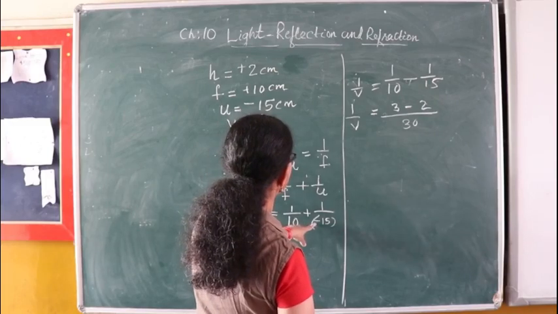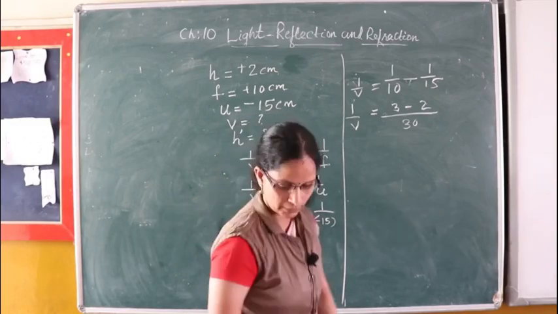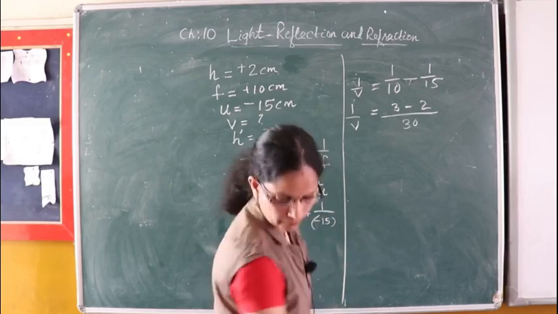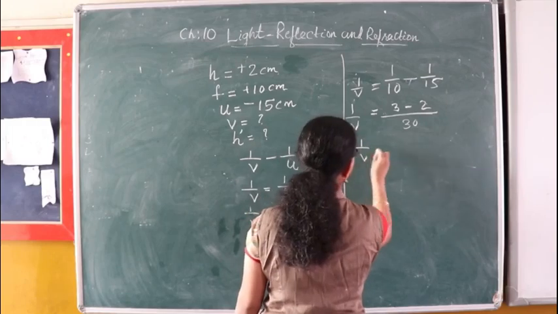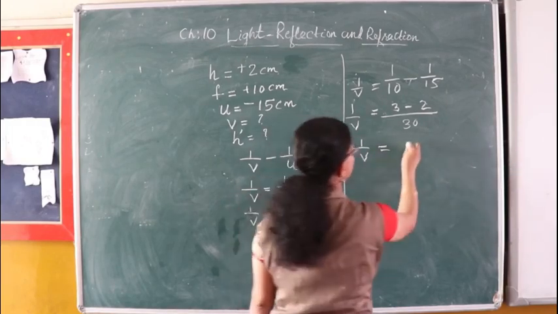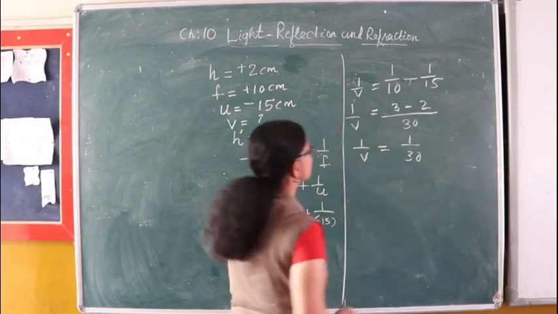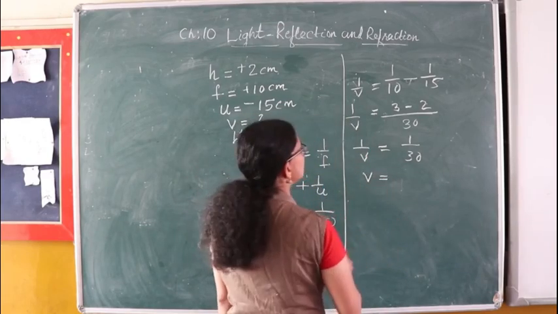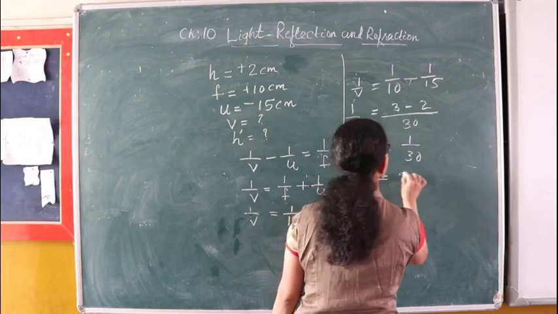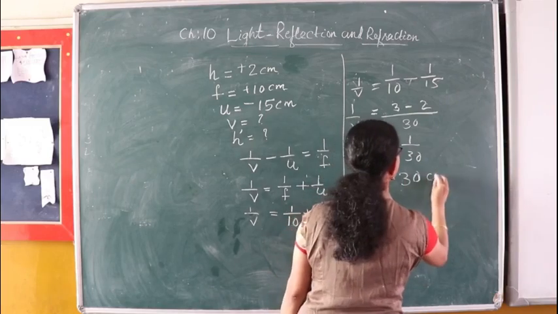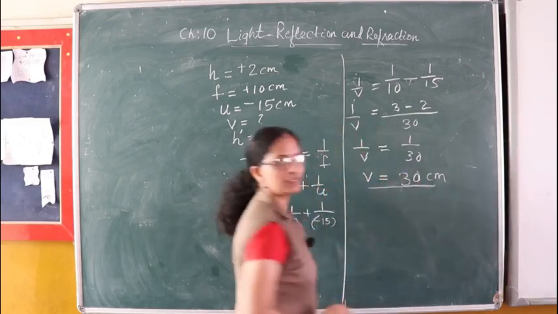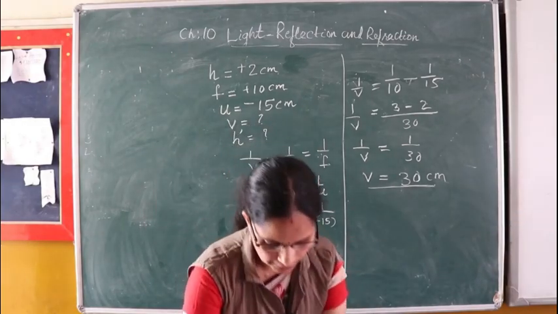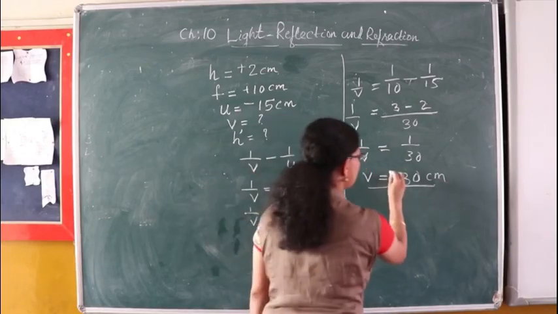So, by solving this question we get 1 upon v as 1 by 30. This is 1 upon v. So, the reciprocal of v that we have to take is equal to 30 centimeter. So, the image distance we are getting as 30 centimeter, that is plus 30 here.